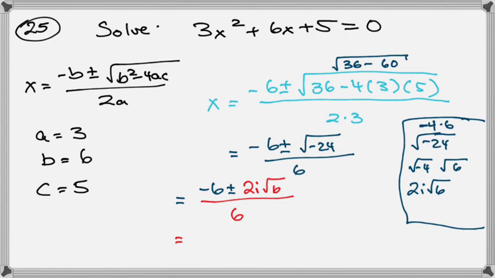Negative 6. I have to divide all 3 numbers by whatever they have in common, which is a 2. So that would be negative 3 plus minus i square root of 6 all over 3. In this case, it would be the last choice.